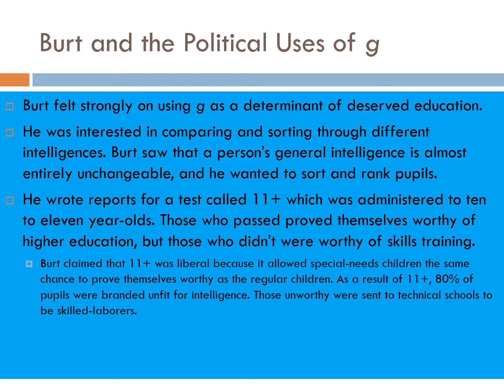He wrote reports for a test called the 11 Plus, which was administered to 10 to 11-year-olds. Those who passed proved themselves worthy of higher education, but those who didn't were worthy of skills training. Burt claimed that the 11 Plus was liberal because it allowed special needs children the same chance to prove themselves worthy as the regular children. As a result, 80% of pupils were branded unfit for intelligence. Those unworthy were sent to technical schools to be trained as skilled workers.